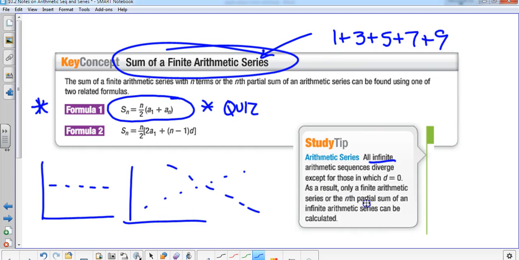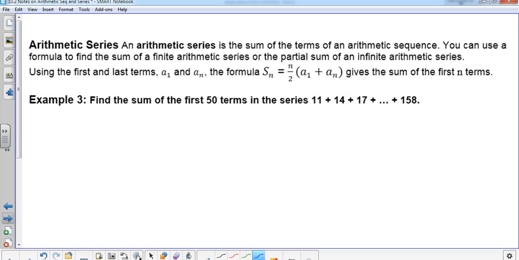So the sum of an infinite arithmetic sequence, basically there aren't any, unless it was a list of numbers, a list that had a difference of 0. And even then, the sum would be infinite.